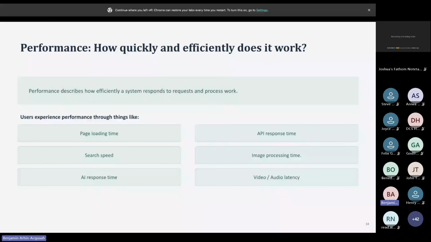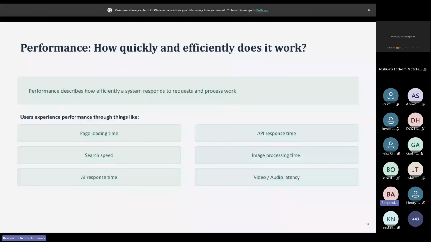And image processing time. I'm not sure if anyone has opened a website where you see a blank screen, then gradually you see an image loading and building itself on the page, right? That kind of behavior is part of the things that should be handled, all part of performance and bottlenecks.